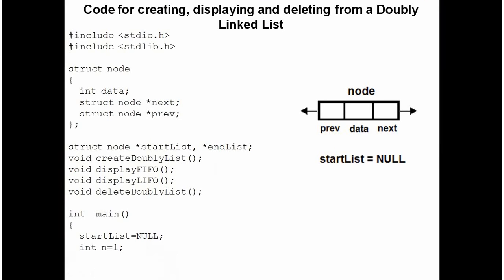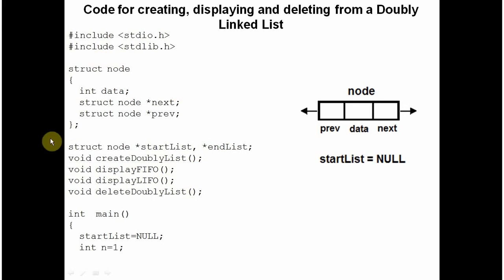I assume that you've seen my earlier videos of creating and displaying a single linked list. That will help you in understanding the concept better. If you haven't, please use the links shown here. In this lecture, I'll be focusing on how to delete a node from a doubly linked list.